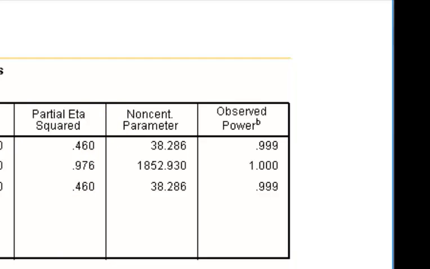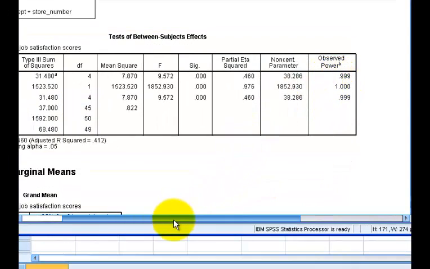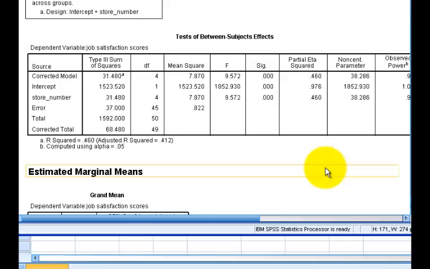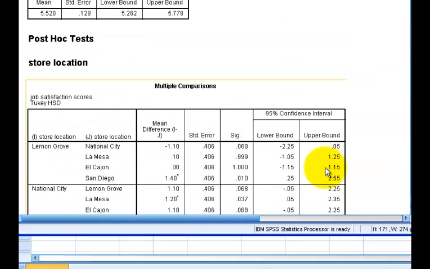And your power is very good. It's almost 1. So that means that you have a very sensitive instrument. So you did good. So now let's check our Tukey test, our post hoc test, and see where the significant difference was between which of the stores.